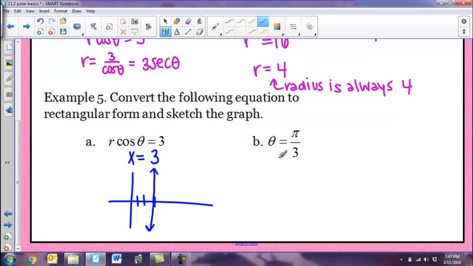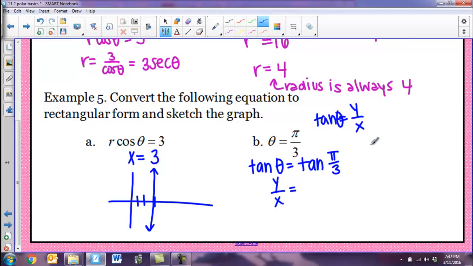And then if I have theta equals pi over 3, this one gets a little bit more tricky. But what I can do here is I know something about the tangent of theta, because tangent of theta is equal to y over x. So what I'm just going to do here is take the tangent of both sides. Okay, so if I take the tangent of theta is equal to the tangent of pi over 3, then I can just go ahead and replace the tangent of theta with y over x. And then I know the tangent of pi over 3, well, that's just some number.